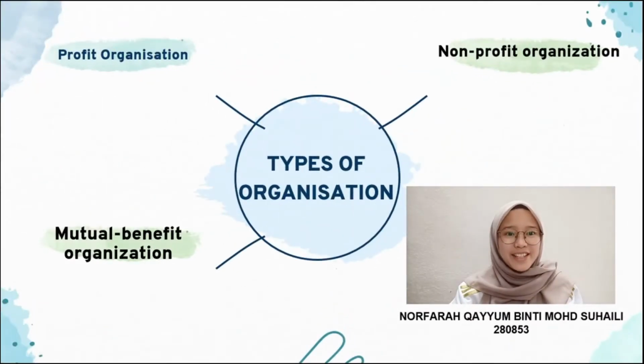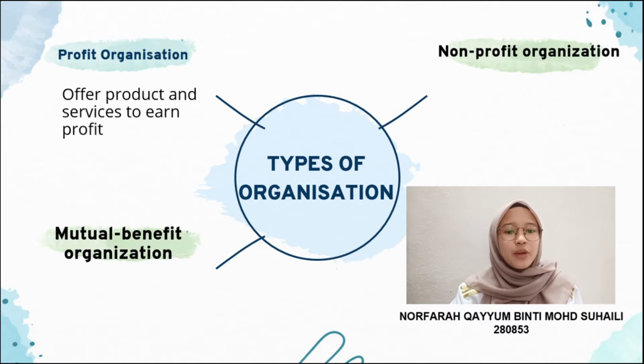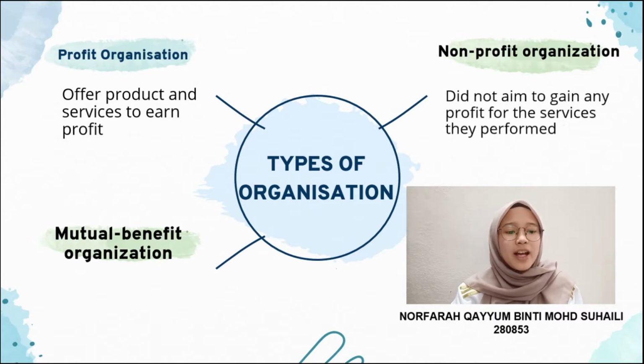Types of organization. There are three types of organization. First, for-profit organizations. For this organization, when they sell or offer products or services, they aim to gain money or profit. Next is non-profit organizations. These organizations do not aim to get any profit for the services they perform. For example, a hospital that helps patients to cure their disease without expecting any retribution.